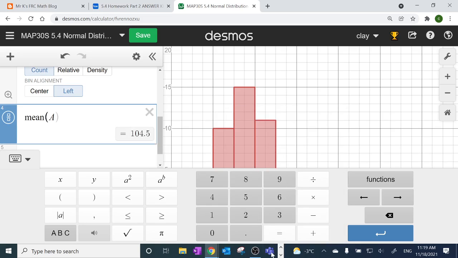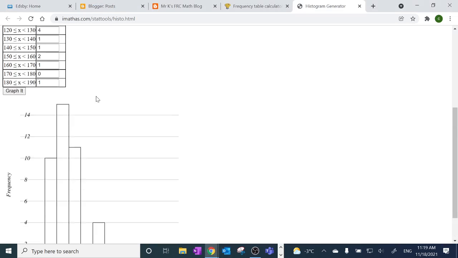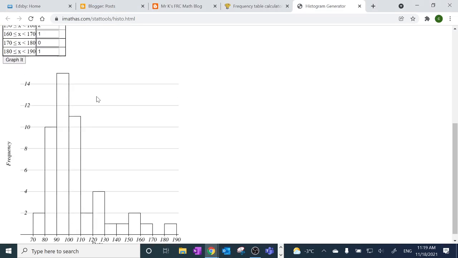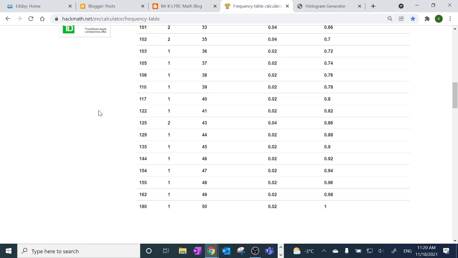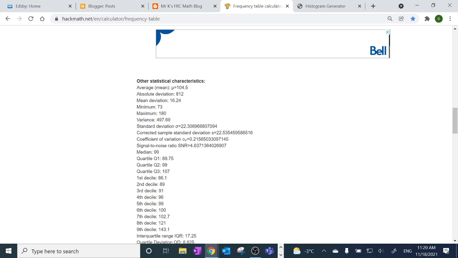When I'm on the apps, this one here doesn't find me a mean, so I have to go back to the actual calculator, and there it is. There's my mean, 104.5. Remember, mean, the symbol is mu. And standard deviation on this one, remember, I want the regular standard deviation, not the sample. It doesn't say it's a sample of his movies. It doesn't say this is some of this guy's movies. It's a population. So 22.3 is standard deviation.